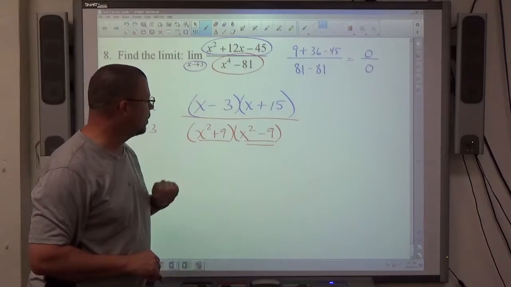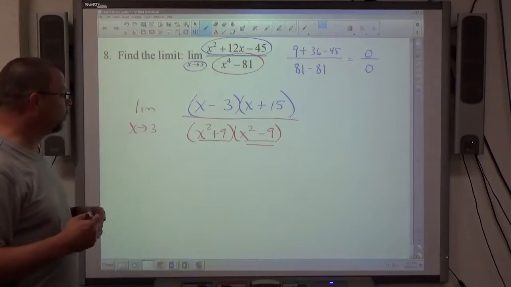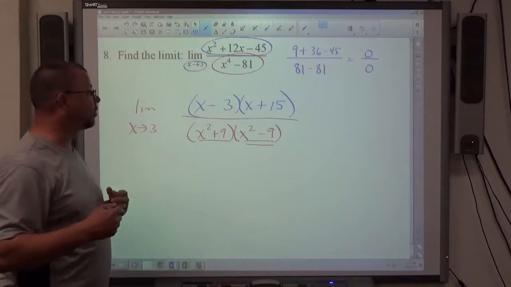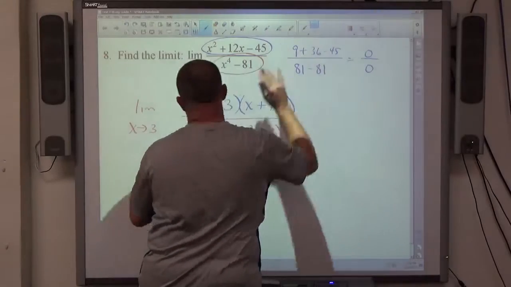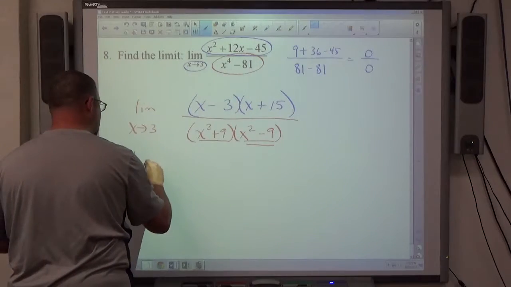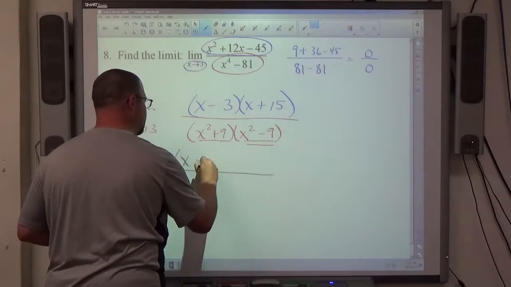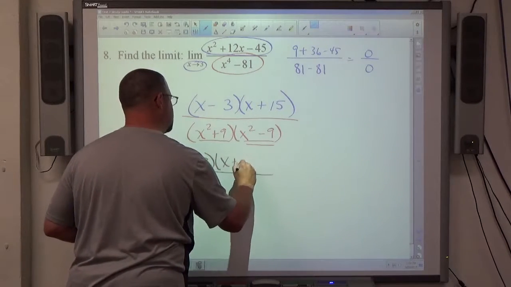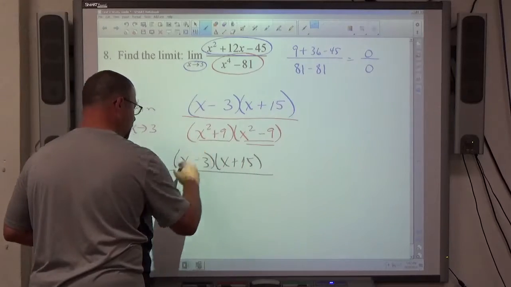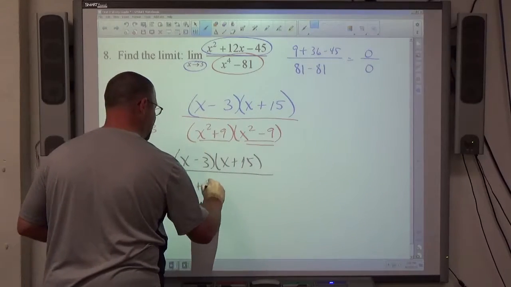So I'm looking to factor this a second time. Hopefully you'll notice x squared minus 9 is another difference of squares. So everything else stays the same. I'll do this in black. Limit as x approaches 3. The top is staying x minus 3 times x plus 15. This term here, x squared plus 9, is staying the same.